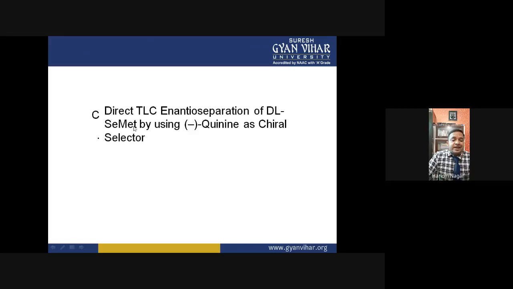Now the third method is direct TLC separation of DL-selenomethionine by using minus quinine as chiral selector. So approaches A and B were both indirect enantiomeric separation methods. Indirect means there was no separation of the enantiomers directly. It is not that we make a solution of the racemic mixture, put it on the column, and it separates through the chromatography run. That was not the condition in approach A and approach B.